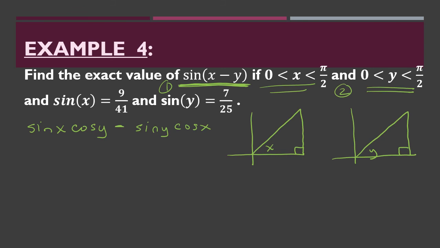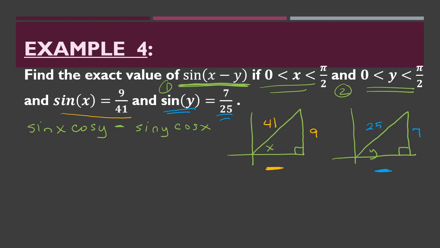Number 3, they're telling me the sine of x is 9 over 41. So if we do the opposite side over the hypotenuse, that's what that is trying to tell us. And then the last thing is that the sine of y is 7 over 25. So opposite over hypotenuse. So I have two missing values in these triangles. I have a missing value right here, and I have a missing value right here. So I need you to hit pause, grab a calculator, use the Pythagorean theorem, and find those missing values.